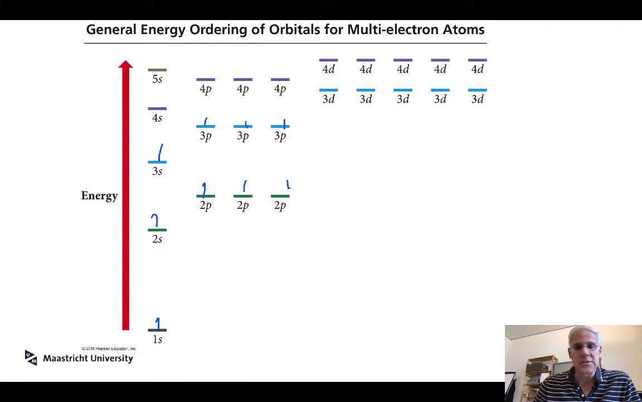And we see several goofy interchanges and overlap between the orbitals as we go up. So we go 4s to 3d to 4p to 5s to 4d, and then it just kind of keeps going.